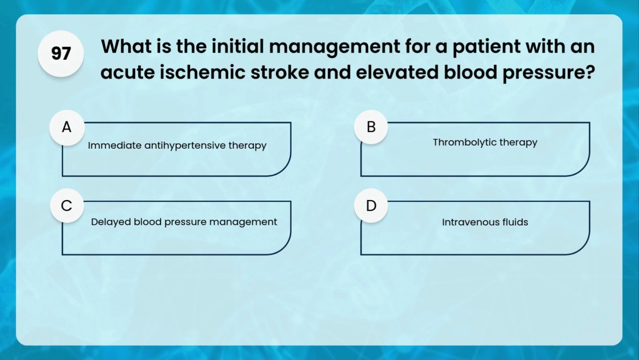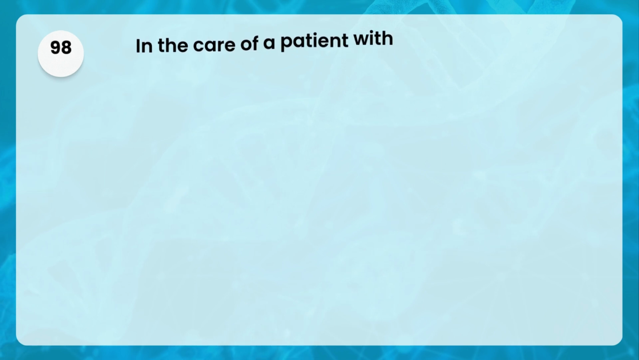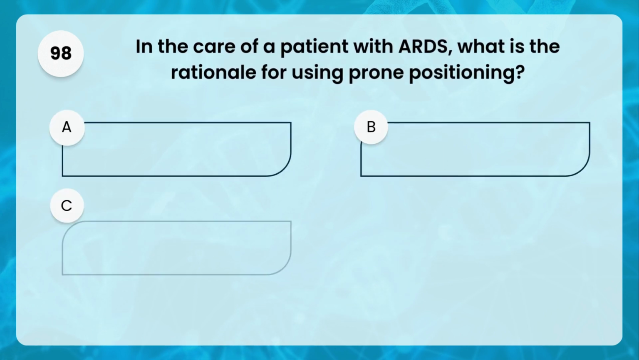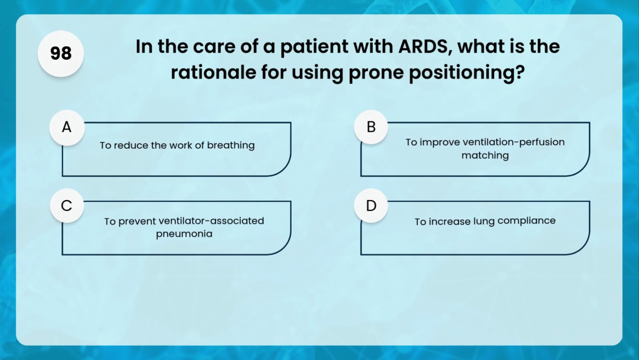Delayed blood pressure management, or D, intravenous fluids? The answer is A, immediate antihypertensive therapy. 98. In the care of a patient with ARDS, what is the rationale for using prone positioning?